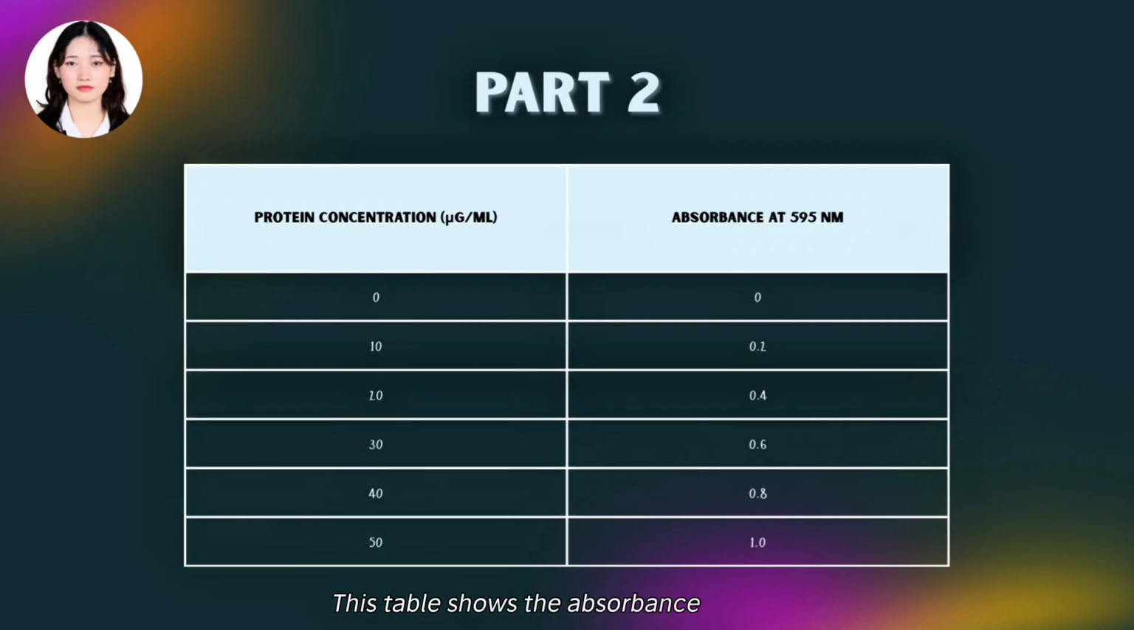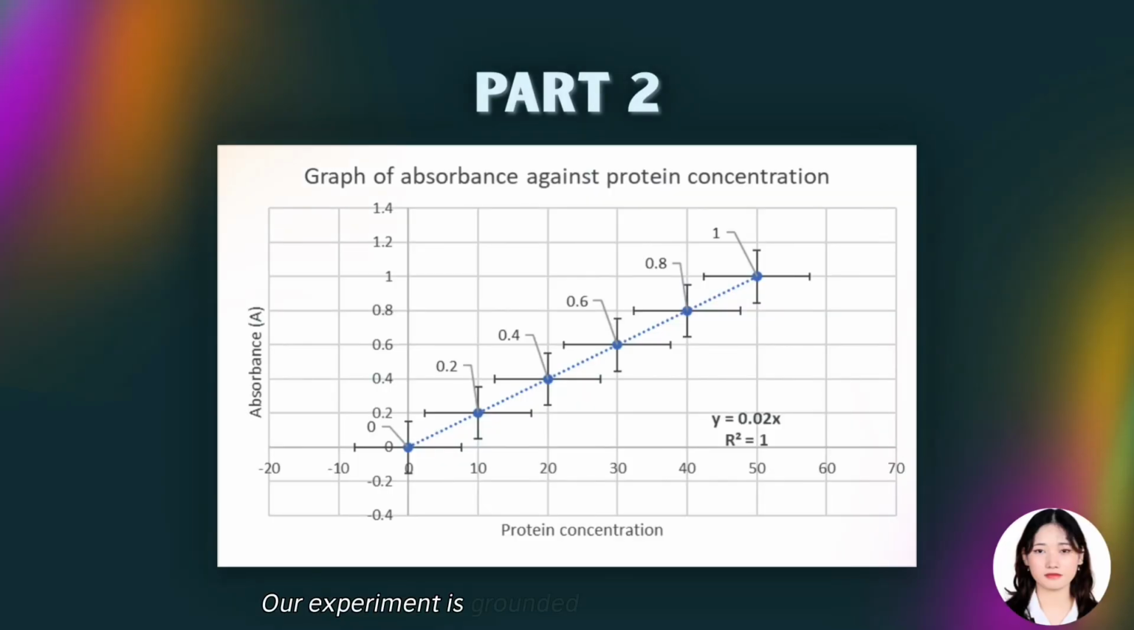of samples. This table shows the absorbance readings used to construct our standard curve, which is the foundation of our entire analysis. Our experiment is grounded in the Beer-Lambert's law, which states that absorbance is directly proportional to concentration. This principle is what gives us this perfect linear relationship, a straight line, when we plot the absorbance of our known protein standards against their concentration. The equation we obtained from the standard curve for protein assay, y equals 0.02x, gives us key validation points: the slope, the y-intercept, and the r² value.